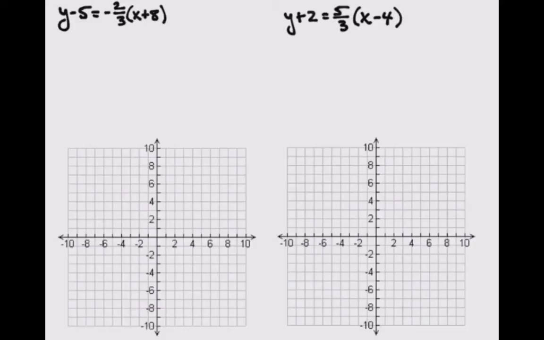Now let's look at the first equation. y minus 5 equals -2/3 times the quantity x plus 8. Now up until now, our initial gut reaction has been to put this into y equals form, find the y-intercept, and find the slope. So why don't you pause the video and just put this in slope-intercept form first.